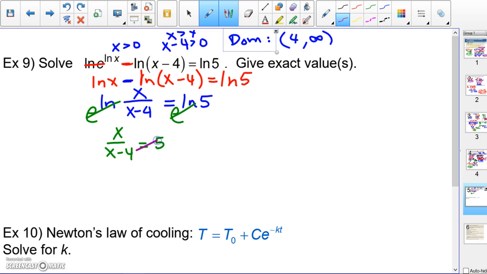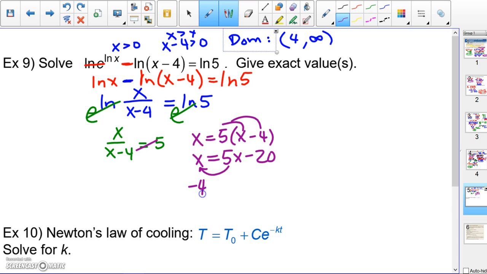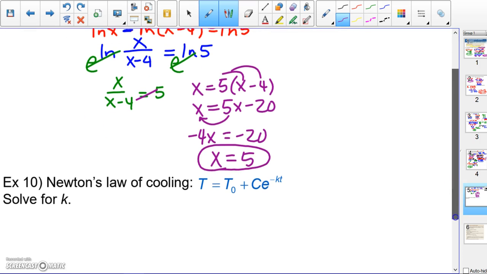I'm going to cross multiply. x equals 5 times x minus 4. So distribute. x equals 5x minus 20. Subtract 5x over, so negative 4x equals negative 20. Divide by negative 4, you're going to get x equals 5. Now, as long as that fits in the domain, you're good. And 5 is greater than 4, so that answer is going to work. x equals 5.